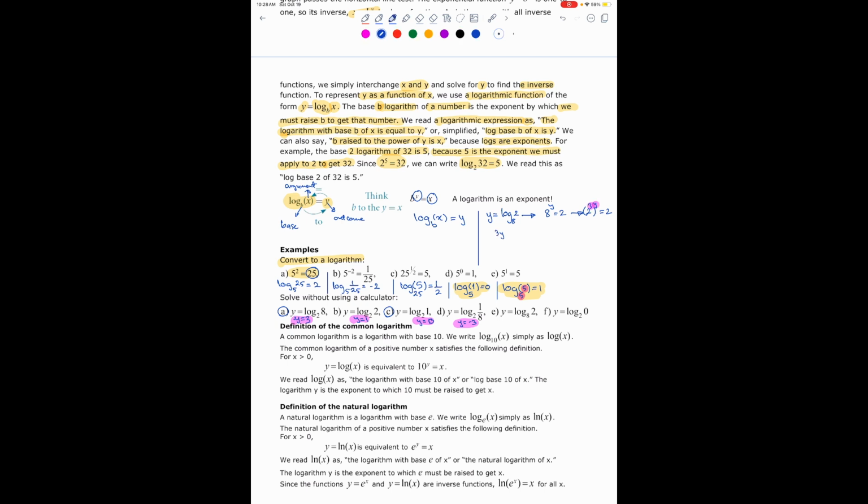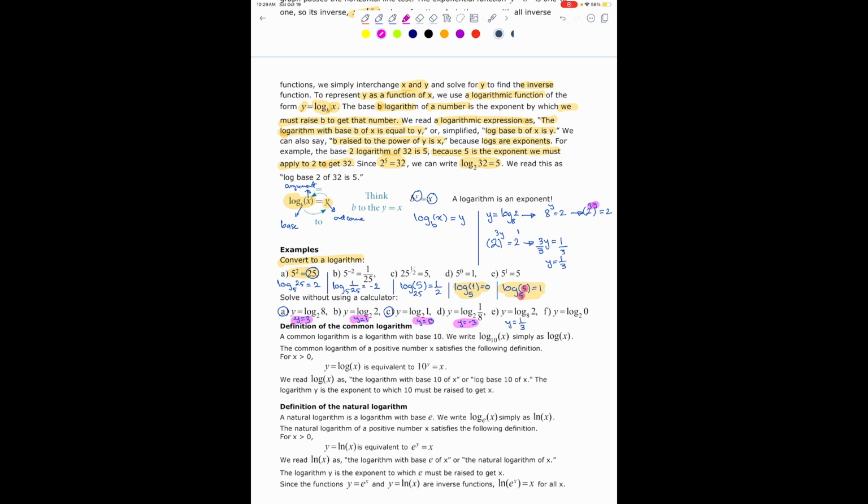I will have 2 to the 3y equals 2. By comparison, I notice that 3y is equal to 1. I want to solve for y, so I'm going to divide both sides by 3. I will get y equals 1/3. And that is accurate, because if you take the cube root of 8, you will get 2. So y equals 1/3 in this case.